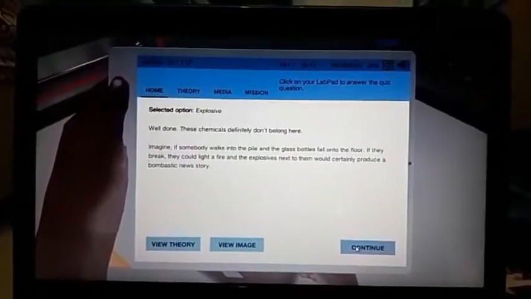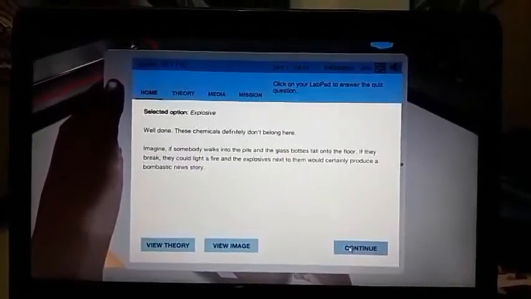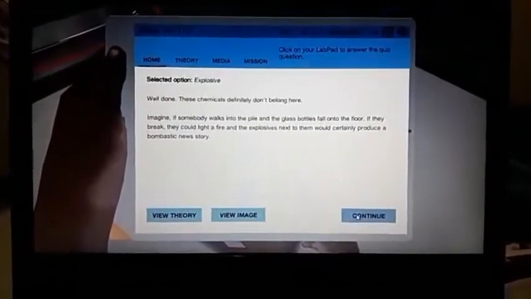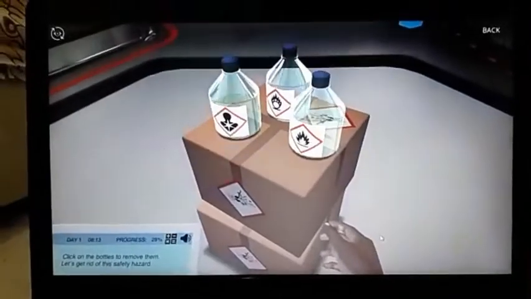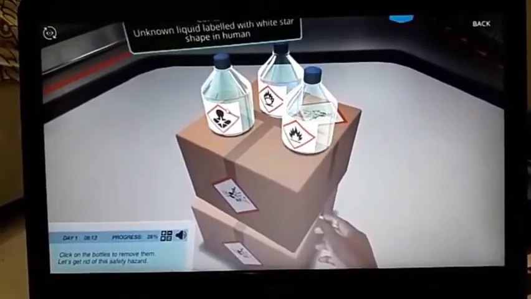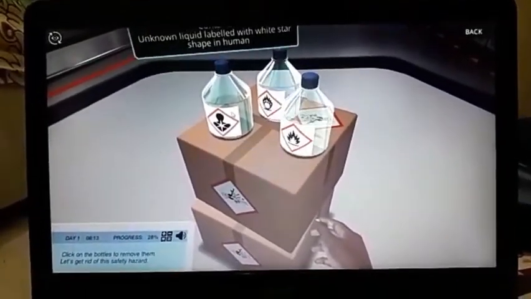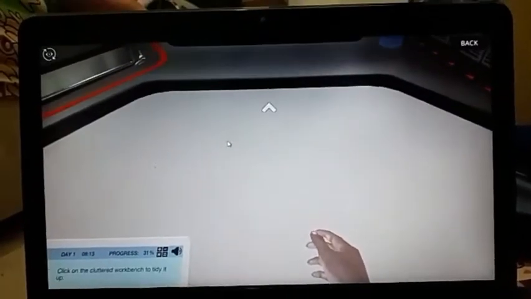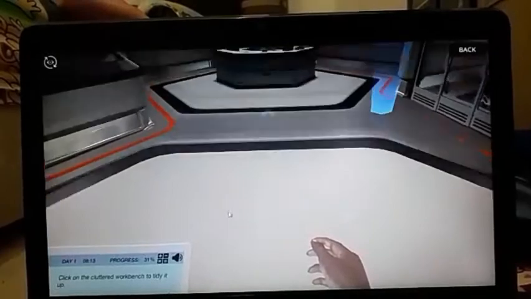Imagine if somebody walks into the pile and the glass bottles fall onto the floor. Click on the bottles to remove them. Let's get rid of this safety hazard. Click on the cluttered workbench to tidy it up.